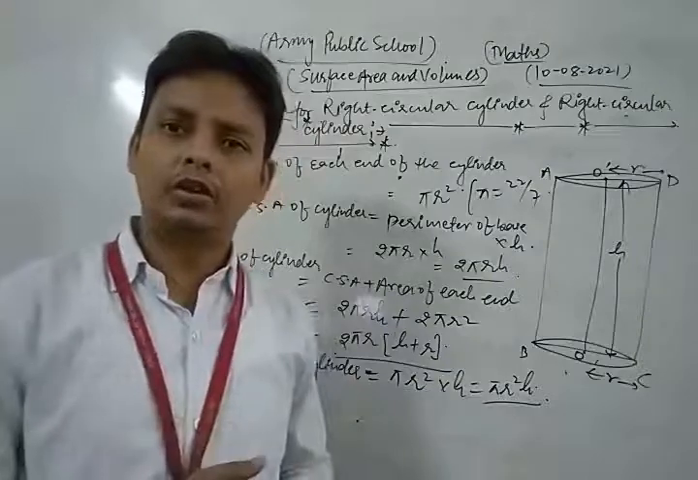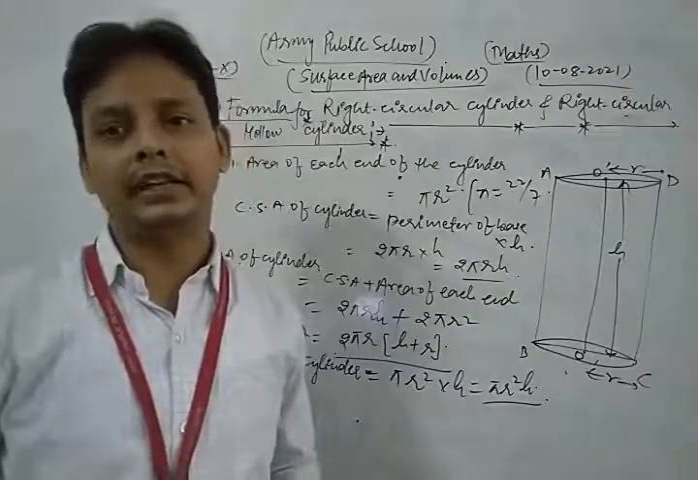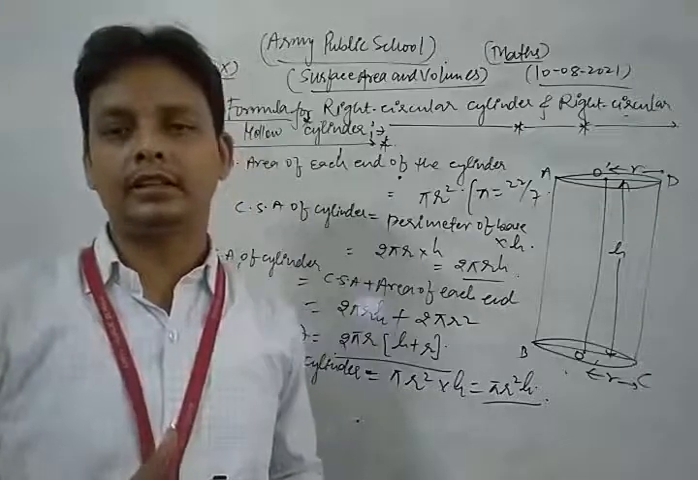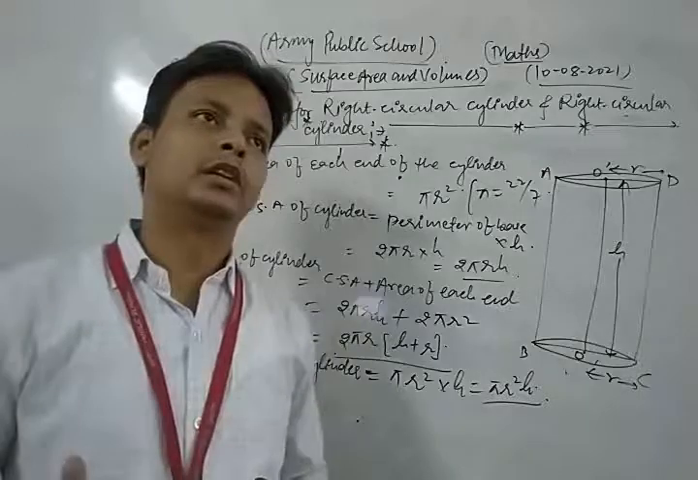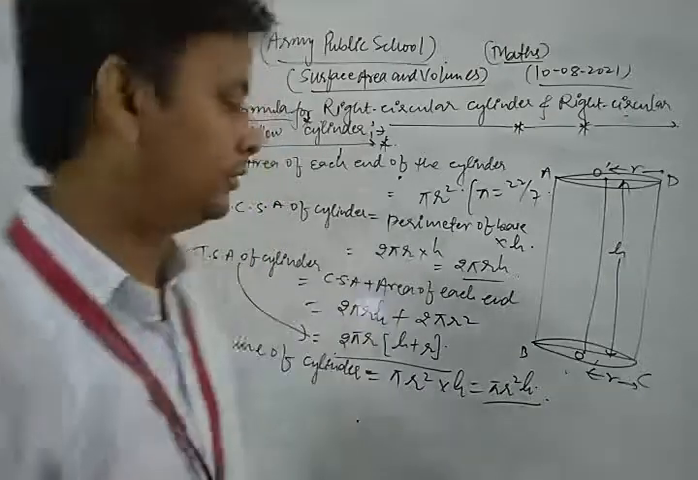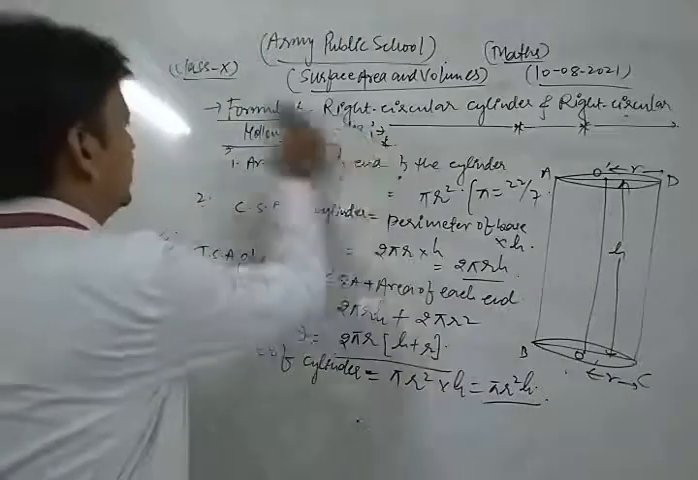In a right circular hollow cylinder, there are two radii, one external and the other internal, and the height of the internal and external cylinder remains the same. Okay, now look. So this is very important. So please learn all the formulas.